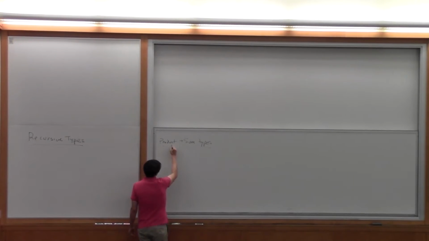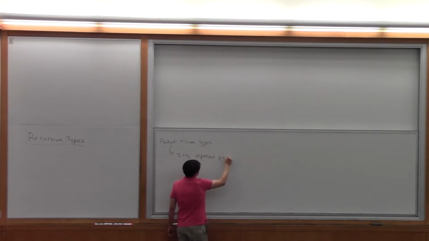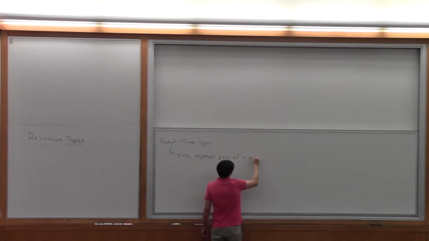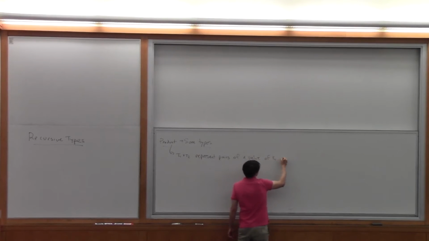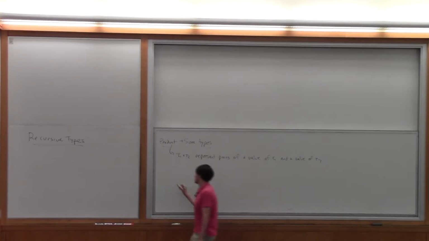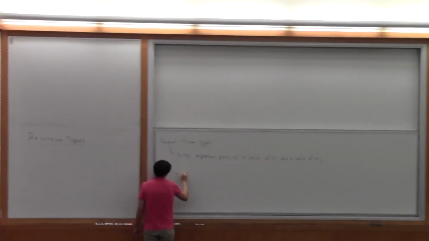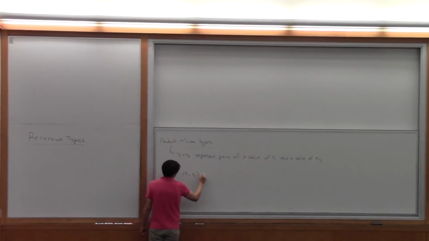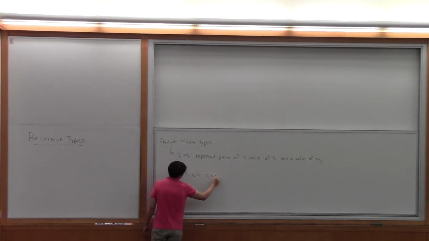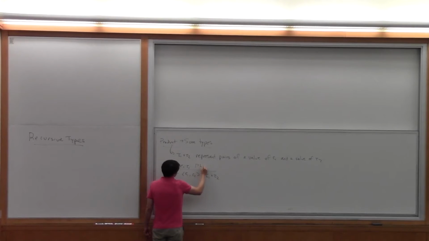But the idea is that a product type, which we'll write as tau1 cross tau2, of course, represents pairs of a value of tau1 and a value of tau2. And so if you would like to make such a thing, then you can pair together an E1 and an E2 to get a tau1 cross tau2, where E1 has tau1 and E2 has tau2.